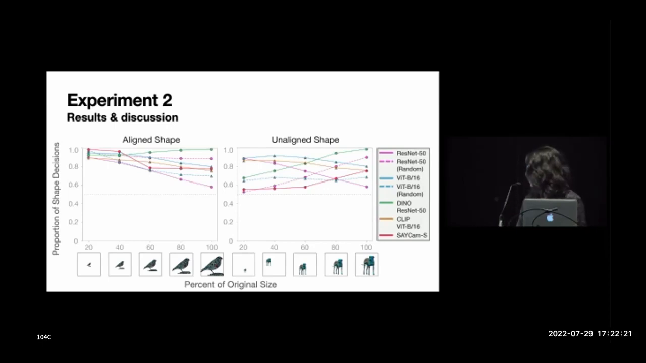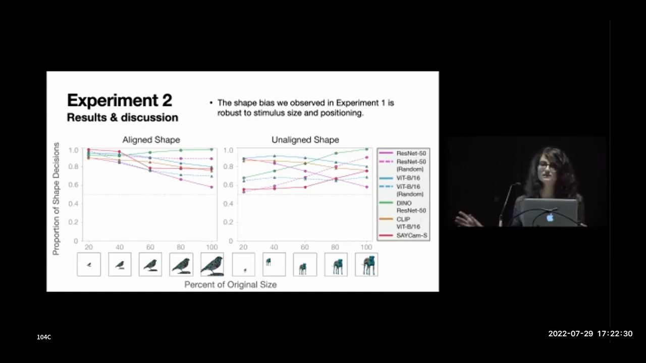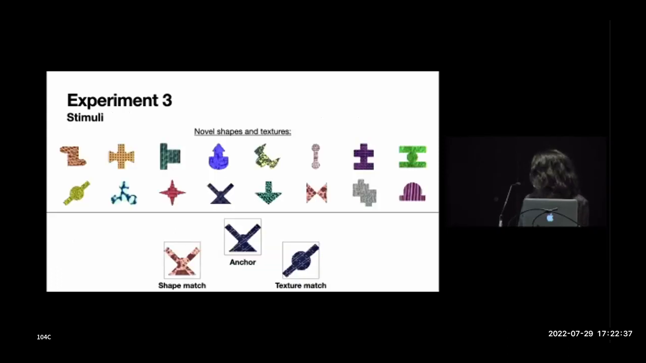And this strengthens our findings from experiment 1 by showing that the shape bias we observed is robust to stimulus size and positioning, and that it's not simply due to some pixel level overlap between the anchor and the shape match. So finally, in experiment 3, we take one more step towards matching the developmental paradigm, and we measure shape bias in all of our models using these novel stimuli with novel shapes and textures that are very different from the types of data that these models would have seen during training.